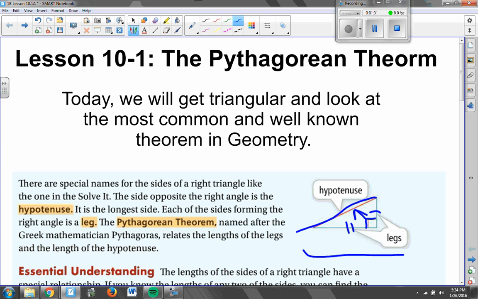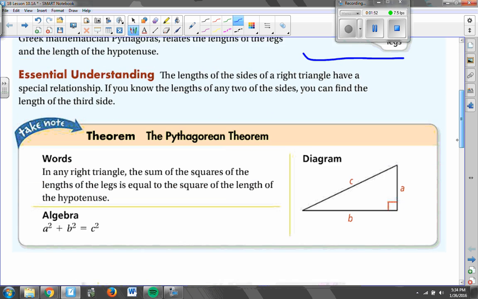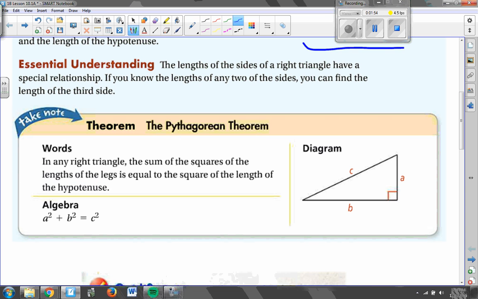So you have two legs, you have the hypotenuse. The hypotenuse is always the longest side. It's the one all the way across from the 90-degree angle. It does not touch the 90-degree angle at all. The Pythagorean theorem relates the legs of those three sides of a right triangle by saying this.